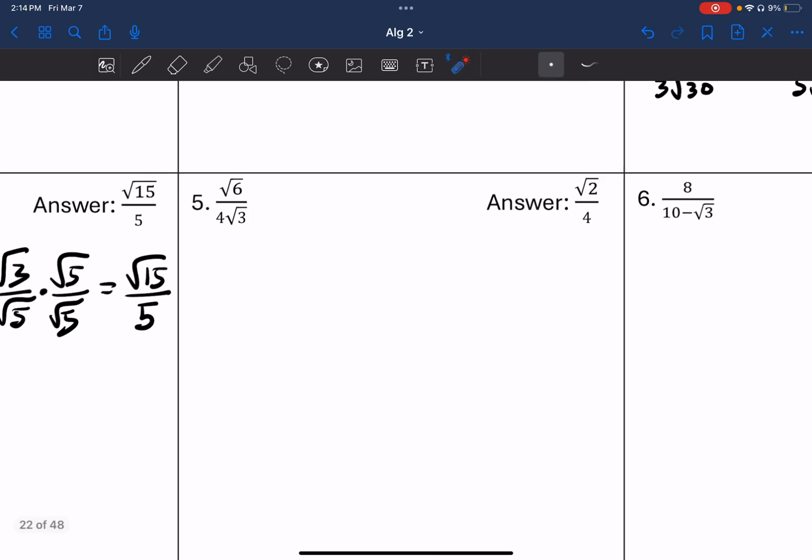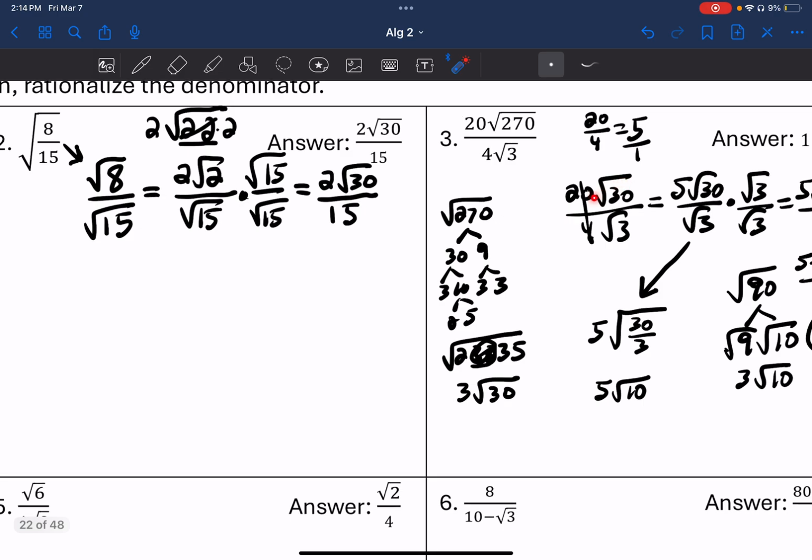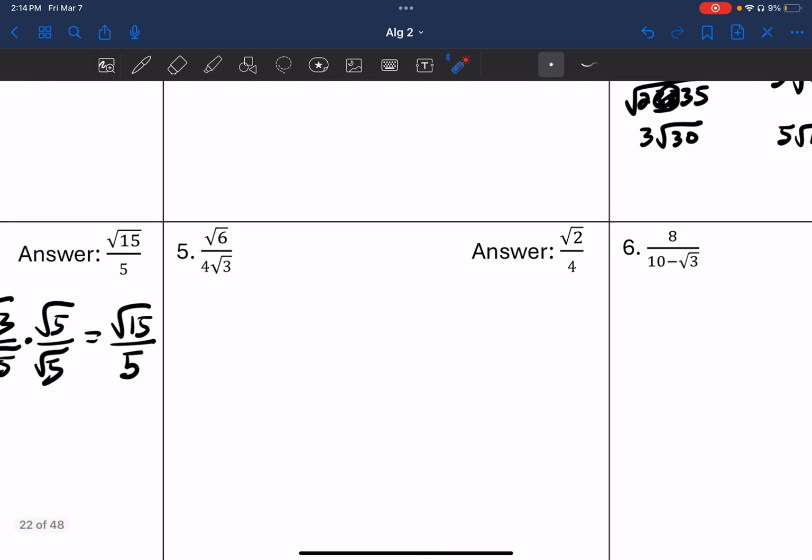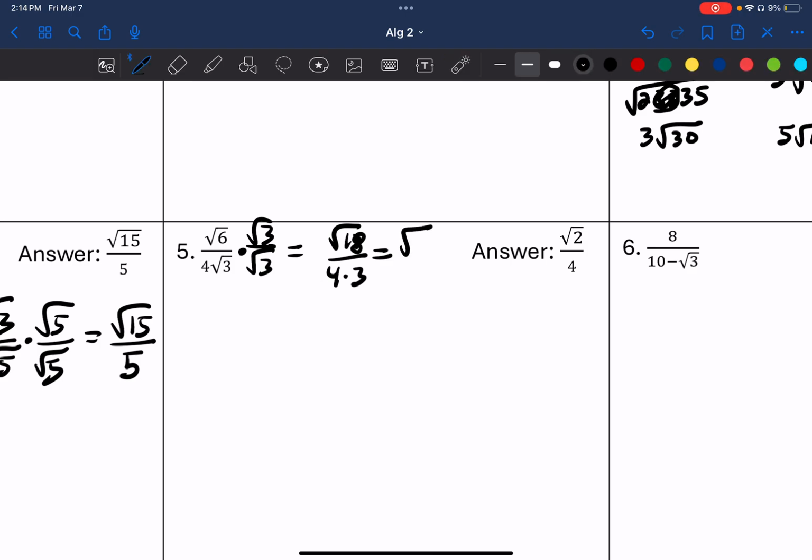There's a really big shortcut if you guys remember what we were doing up here. Take a moment, see if you see that. But I'm still going to do it this way. Multiply by the square root of 3 over the square root of 3. Square root of 6 and square root of 3, that'd be 18. We would have 4 times 3 on the denominator, right? Because square root of 3 times square root of 3 gives us 3. We bring a 4 over, so you would have root 18 over 12.